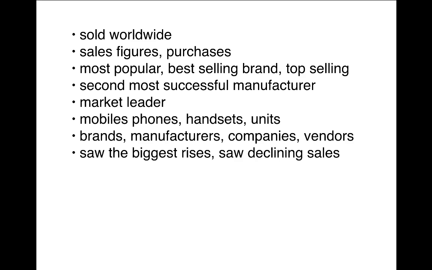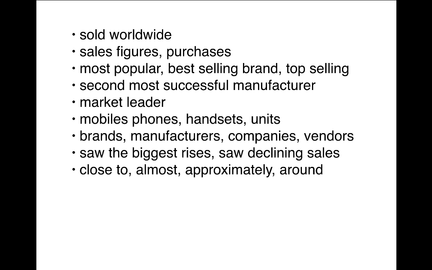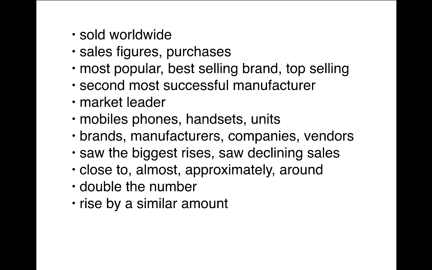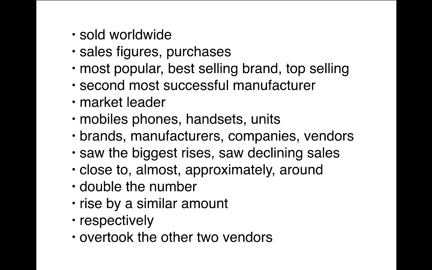Saw the biggest rises, saw declining sales. This is our language of change over time. Close to, almost, approximately, around. When you're giving figures, you can use words like this to show that they're not exact figures. Double the number, more comparisons between figures. Rise by a similar amount. Respectively, we talked about ordering the numbers using that word. And finally, overtook the other two vendors. Those are the good words and phrases that I think the examiner would notice.